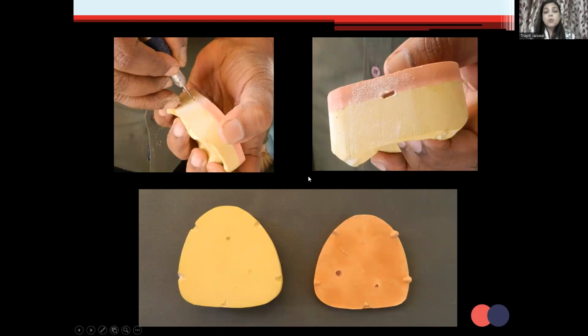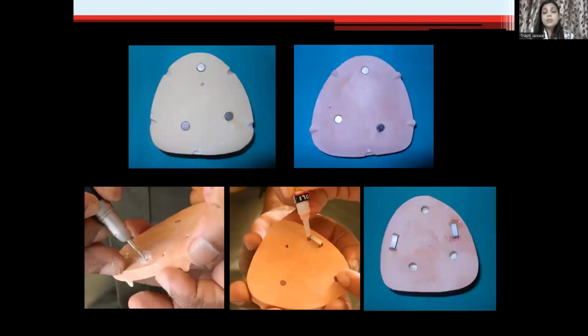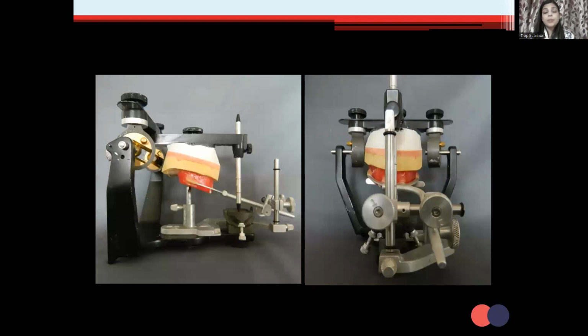We'll make some holes in this region, and also put some stapler pins on this region of the split cast, so that it is properly locked with the mounting and does not move. This is the properly mounted maxillary cast in place, mounted with the help of facebow records, and we have also prepared the split cast.